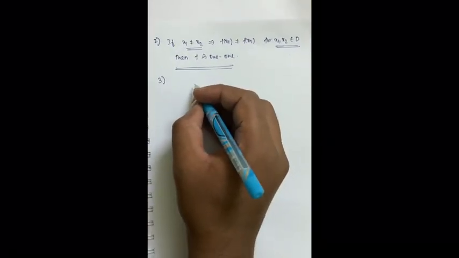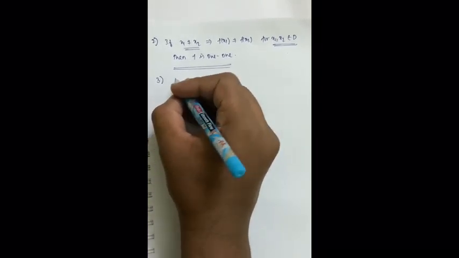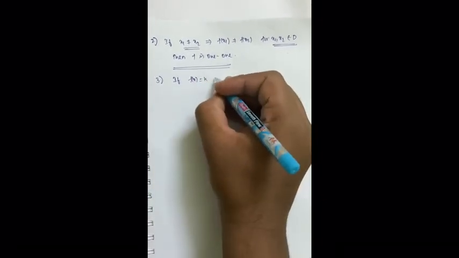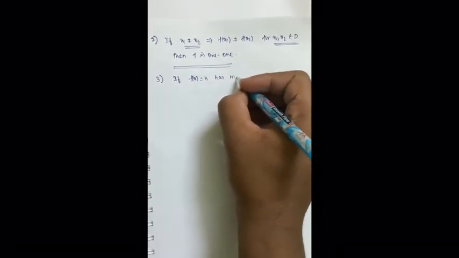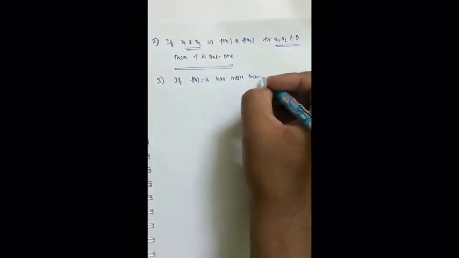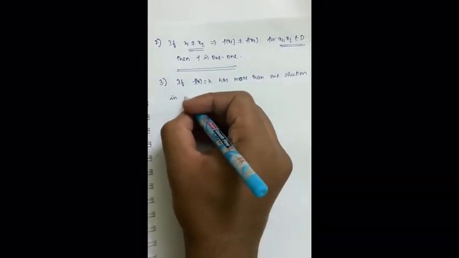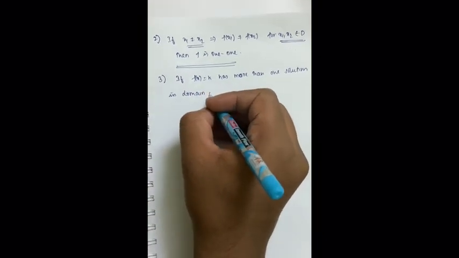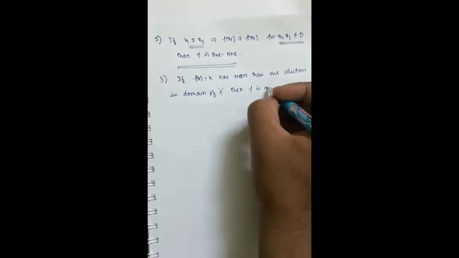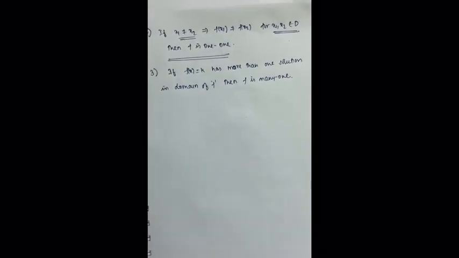So coming to the third rule, it is: if f of x equals k has more than one solution in the domain of f, then f is many-one, otherwise it will be 1-1. So what does it say?